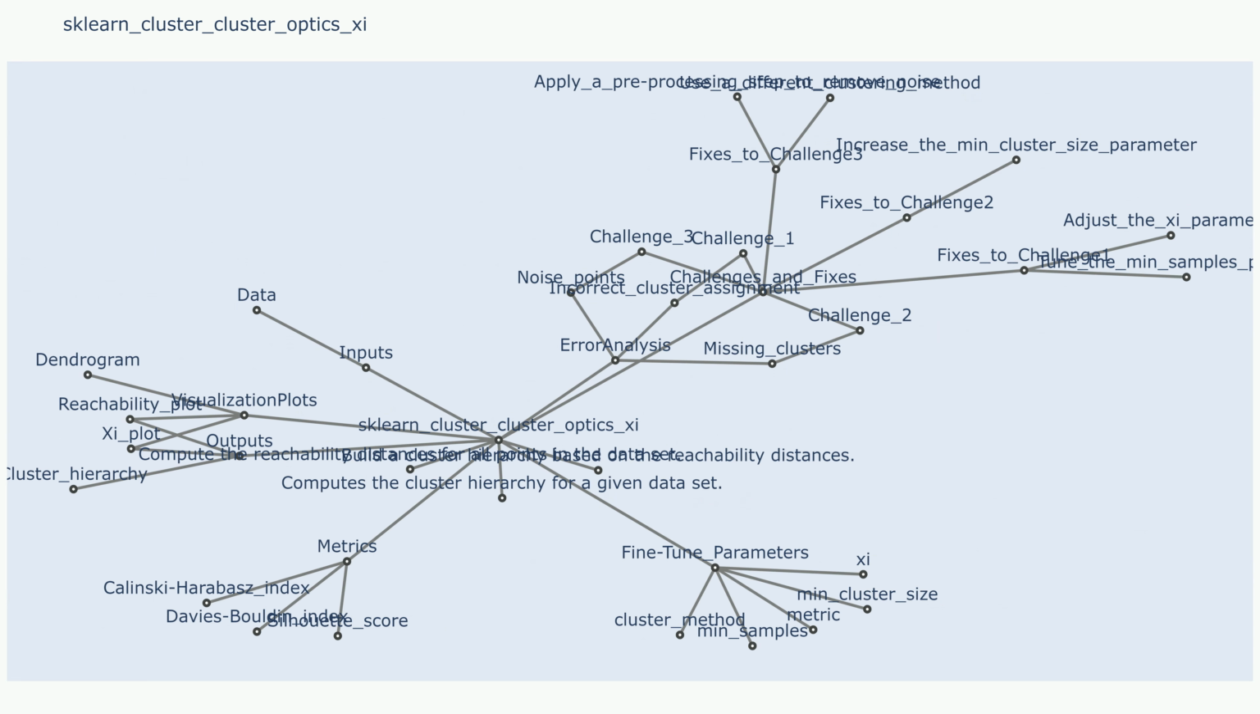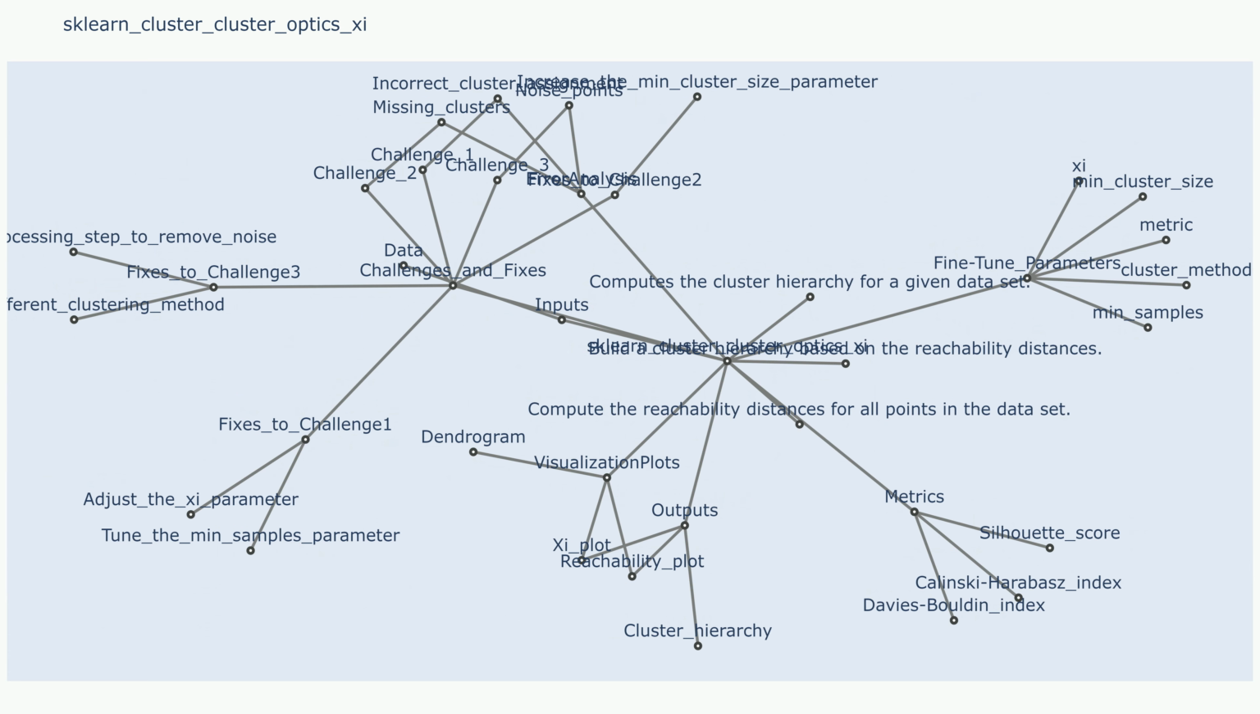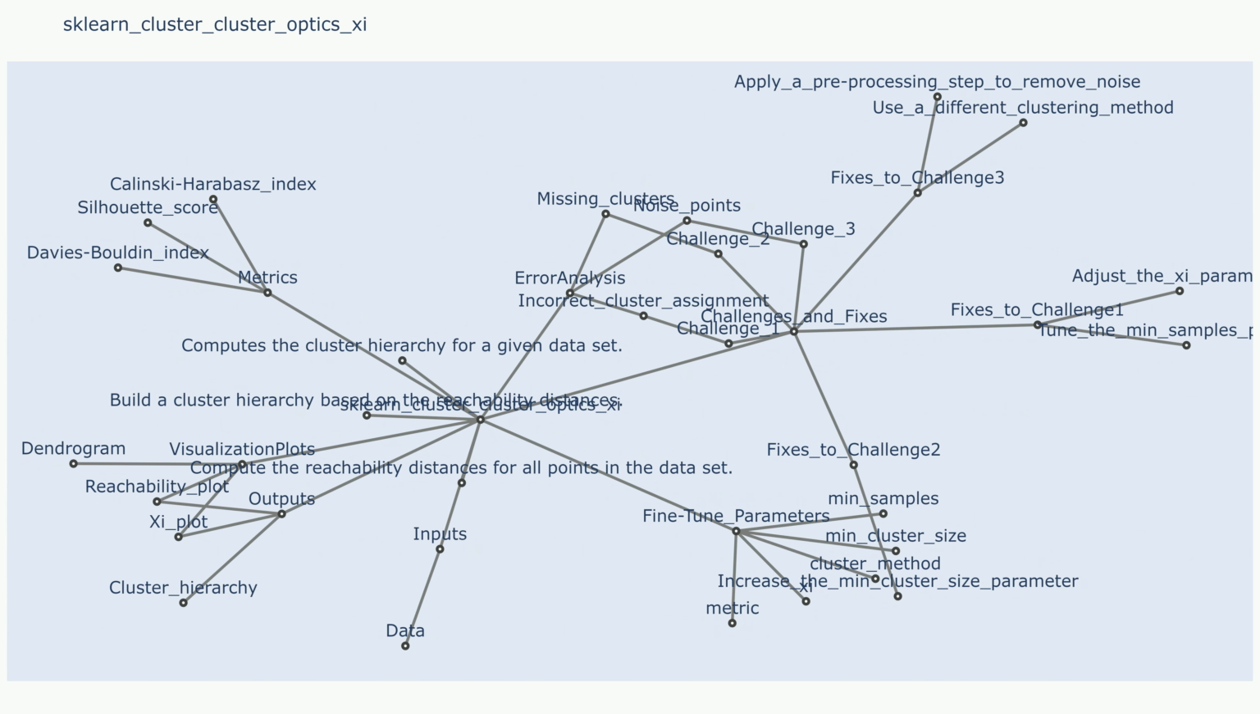Sample use case that resulted in challenge 1. If the dataset contains many noisy data points, a low value for min_samples might lead to many small clusters, including those containing only noise. Fixes to challenge 1. Experiment with different values of min_samples based on the characteristics of the dataset and the desired level of detail. Visualize the reachability plot for different values of min_samples to assess the resulting cluster structure and identify an optimal value.